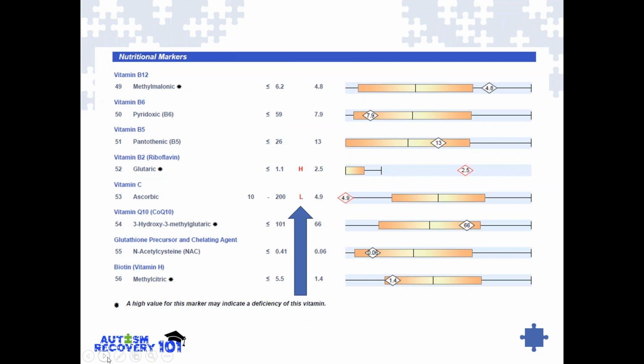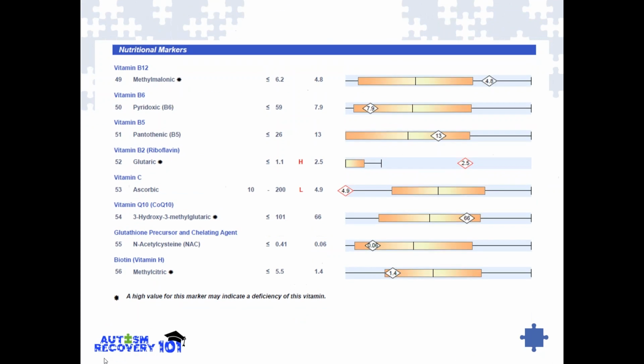The other one that shows up fairly commonly is glutaric acid. That's often elevated, mildly so, when yeast is present. We'll often see B6 levels low to low normal when oxalate levels are high. Okay, the methylmalonic, the CoQ10 marker, 3-hydroxy-3-glutaric, this methylcitric, if these are elevated, it indicates a deficiency of that nutrient.